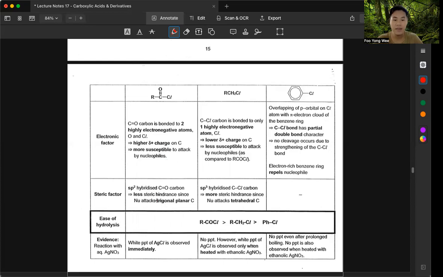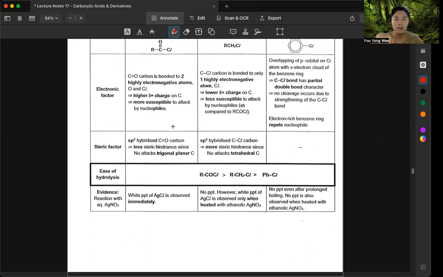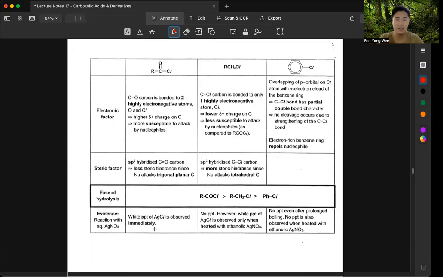In terms of steric factor, the sp2 hybridized C double bond O carbon actually has less steric hindrance because it is trigonal planar, so it's easy for the nucleophile to attack the carbon. So in terms of the order of ease of hydrolysis, we expect it to be the highest. When you add, let's say, silver nitrate, because the chloride is removed, it will quickly form a white silver chloride precipitate.